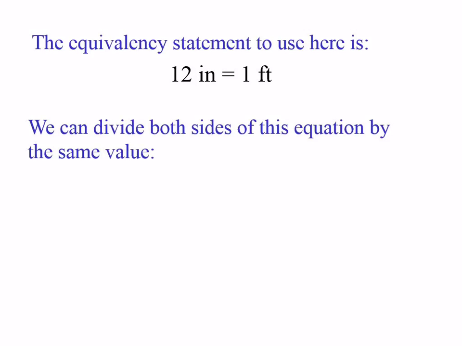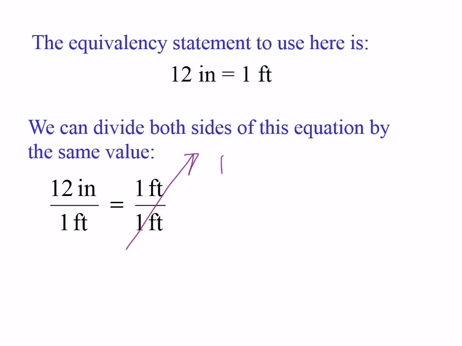Now, I'm not a math teacher, but one of the things we know about equalities is as long as we do the same thing to both sides, that's legit. So let's divide both sides by 1 foot. We have 12 inches divided by 1 foot, and 1 foot divided by 1 foot. Obviously, what's 1 foot divided by 1 foot? It is 1, exactly. So if this quantity is 1, then this quantity is also 1. Does that make sense? Okay.